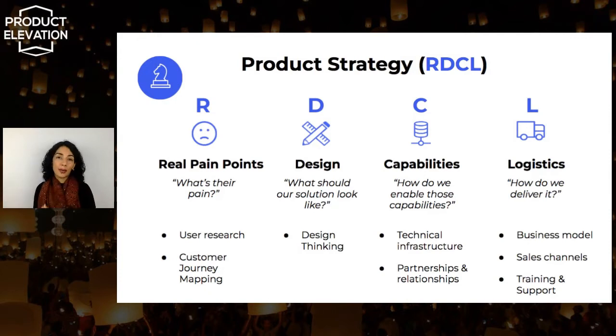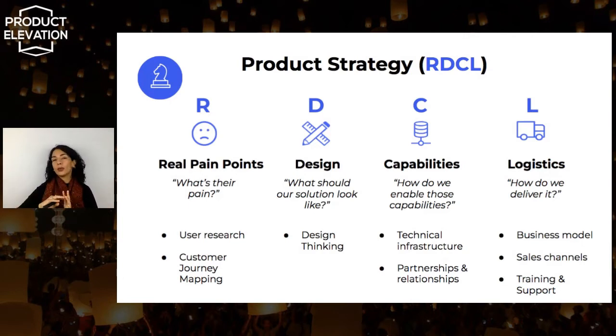The C is for capabilities. This is where you think about both the tangible and intangible elements. Tangible things such as technical infrastructure or IP that powers your design. Or partnerships, perhaps relationships or trust, the fluffy stuff that we don't always think about, but these are engines that might power your design. And finally, logistics.